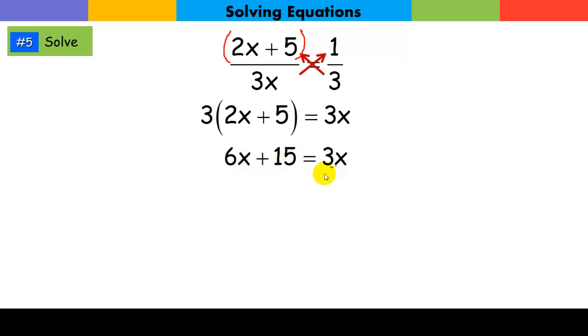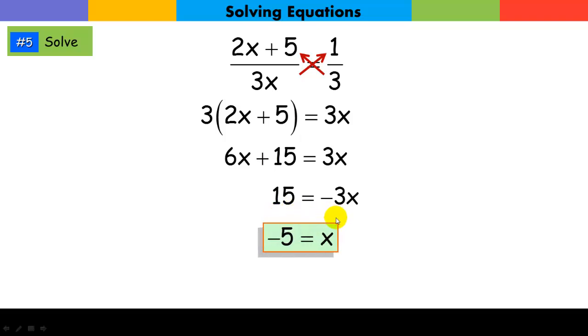Here, it's a fairly straightforward thing, but notice I have a variable term on this side and this side. So I'm going to decide which way I want to go with my variables. And you know what I'm going to do? I'm going to subtract 6x from both sides. When I do that, I will get a negative 3x here. No problem. Divide both sides by negative 3, which will give me x equals negative 5.